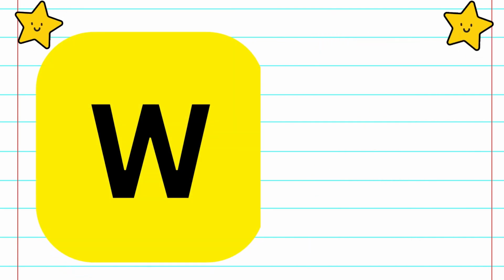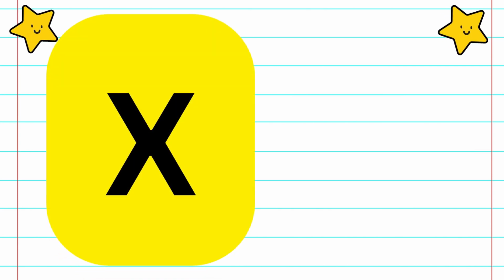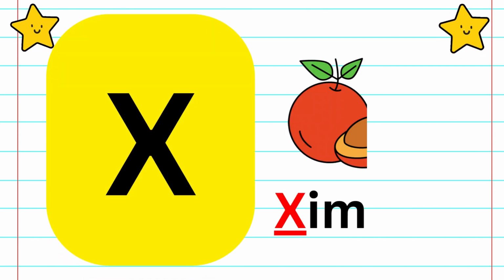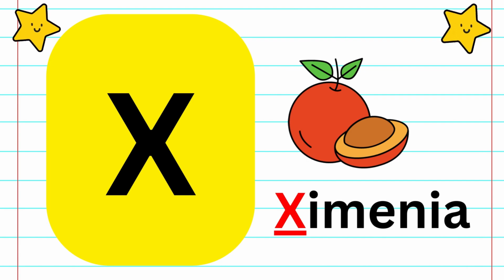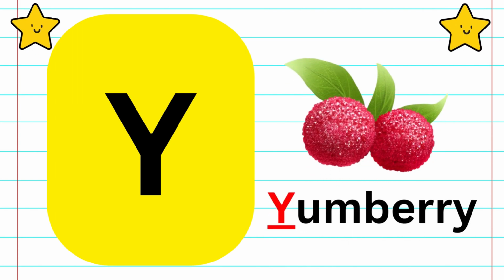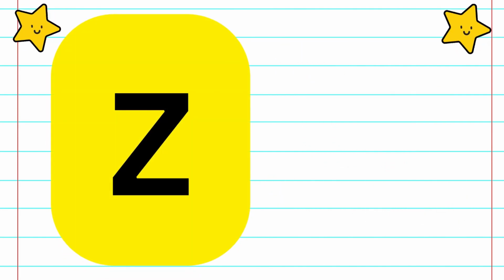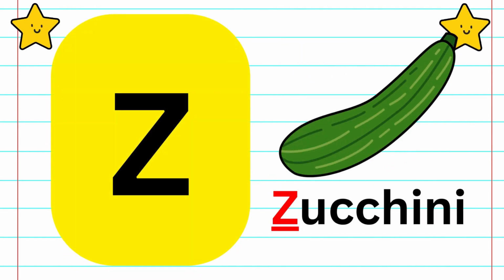W is for watermelon. X is for Ximenia. Y is for yum berry. Z is for zucchini. Actually, zucchini is a vegetable, but oftentimes it is mistaken for a fruit.